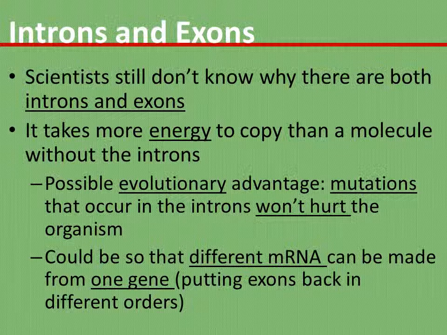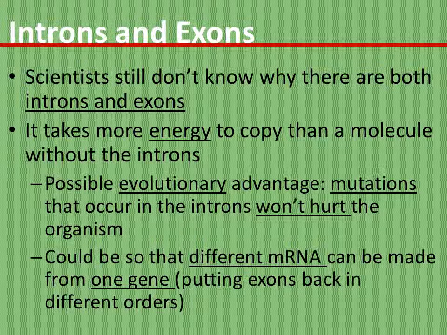It could also be that for every gene, there can be many different types of mRNA that can be made. After you cut out the introns, there's no rule that says you have to put the exons all back together in the same exact order. You can put them together in different orders and it would still make different genes, different proteins.